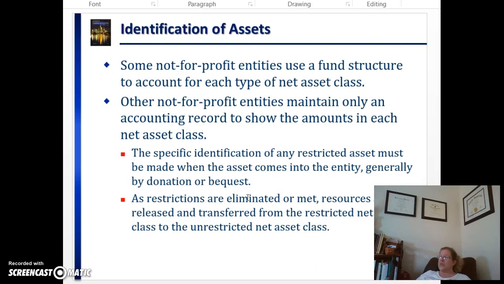Some not-for-profit entities use a fund structure to account for each type of net asset class. Other not-for-profit entities maintain only an accounting record to show the amounts in each net asset class. The specific identification of any restricted asset must be made when the asset comes into the entity, generally by donation or bequest. As restrictions are eliminated or met, resources are released and transferred from the restricted net asset class to the unrestricted net asset class.